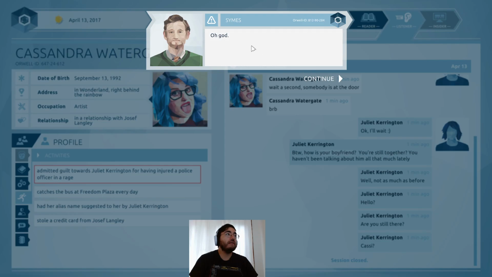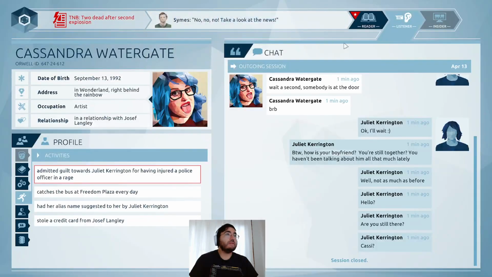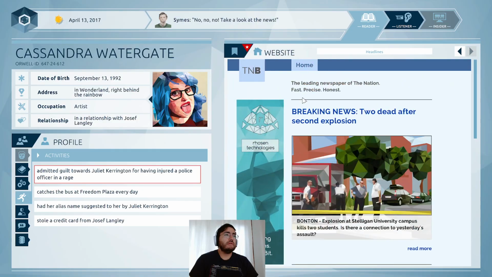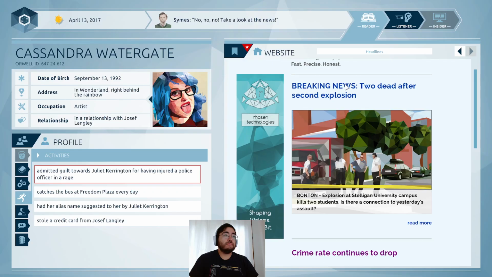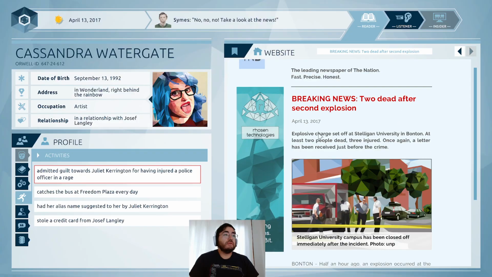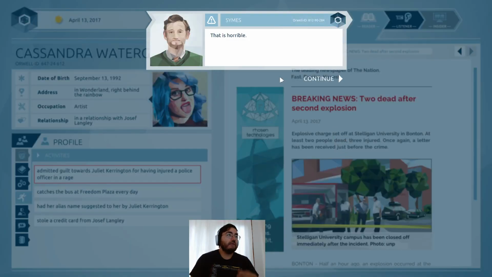Whether they... Oh, God. No, no, no. Take a look at the news. Here we go. Something else happened. 2 dead after second explosion. Uh-oh. Explosive charge... Ooh, okay. I was trying to read it.